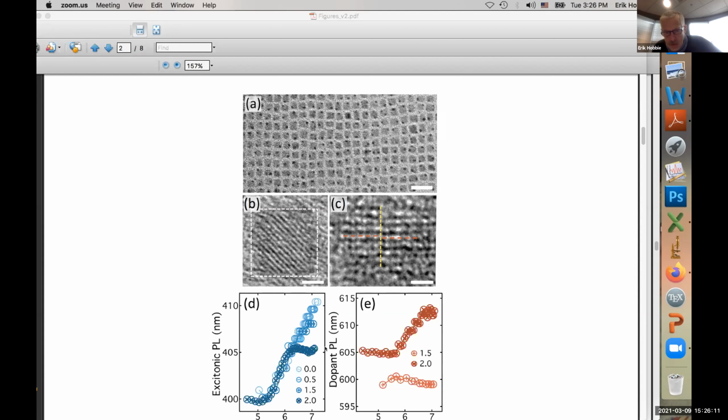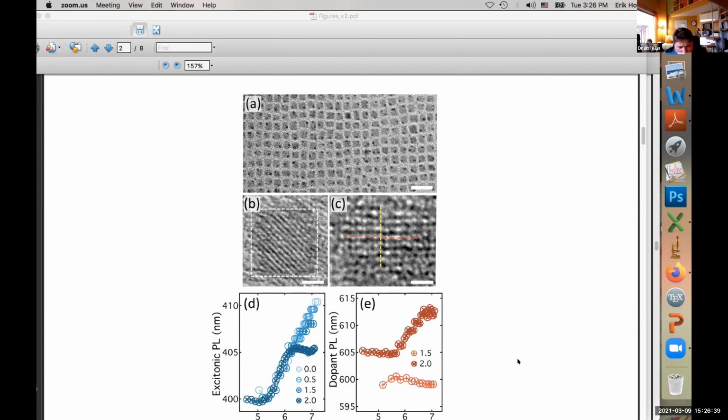Mm-hmm. Yeah. So associated with that is a redshift in the dopant emission, right? So what does that mean? That has to tell us something as well, right? Because pretty much everything is right around 600 until you get to this 2, which is the highest dopant level we considered. And then it shifts.